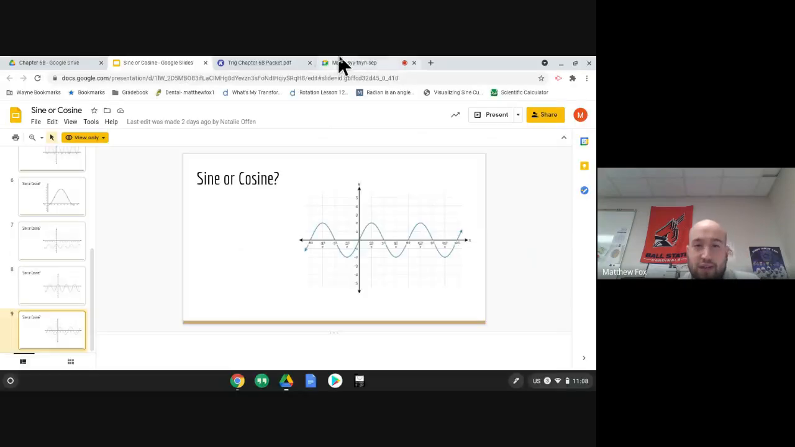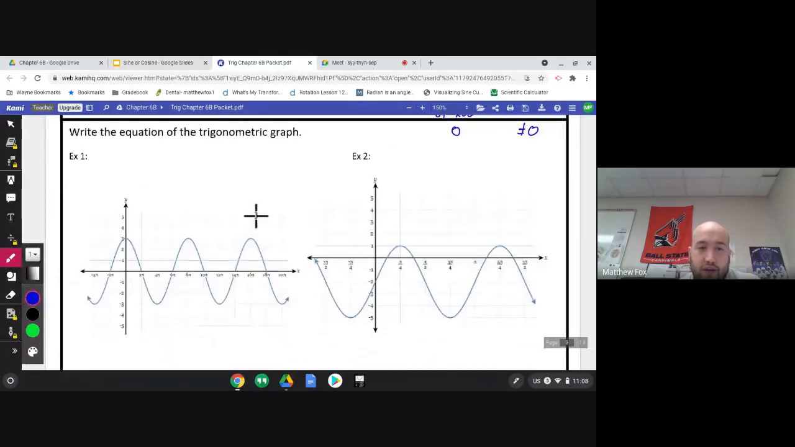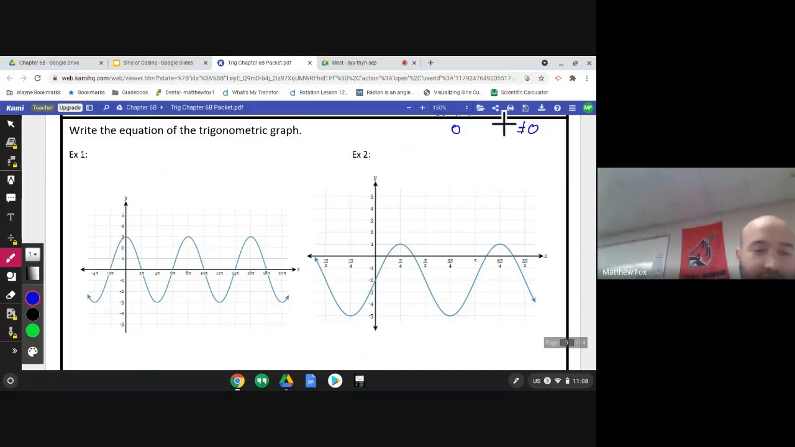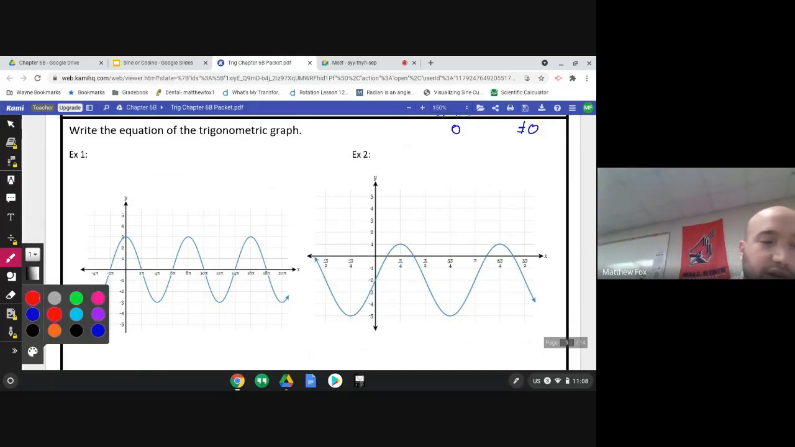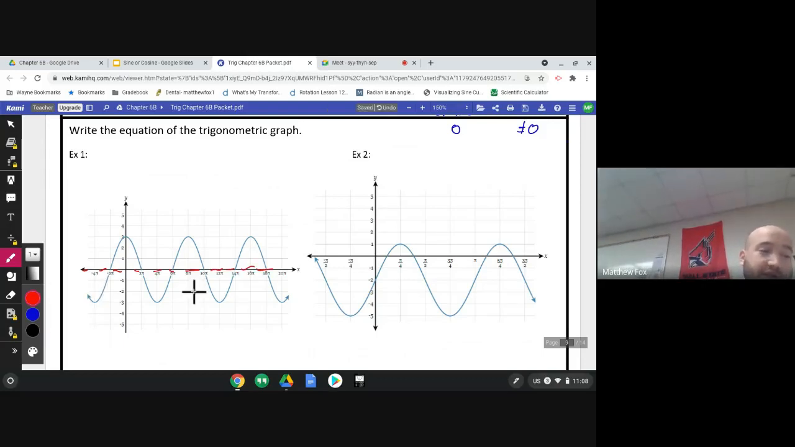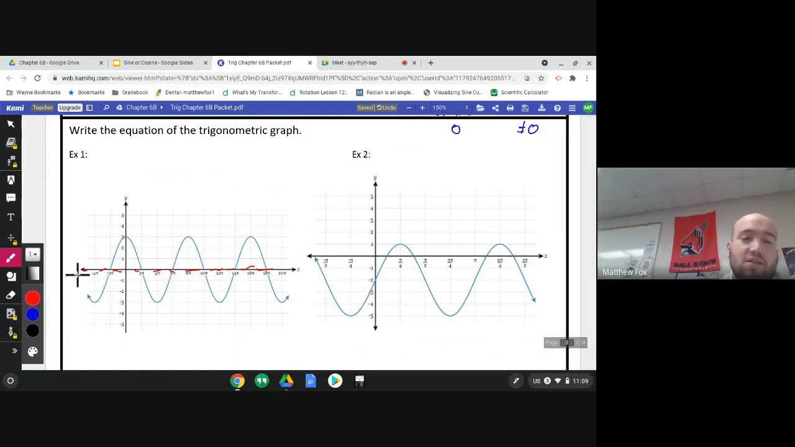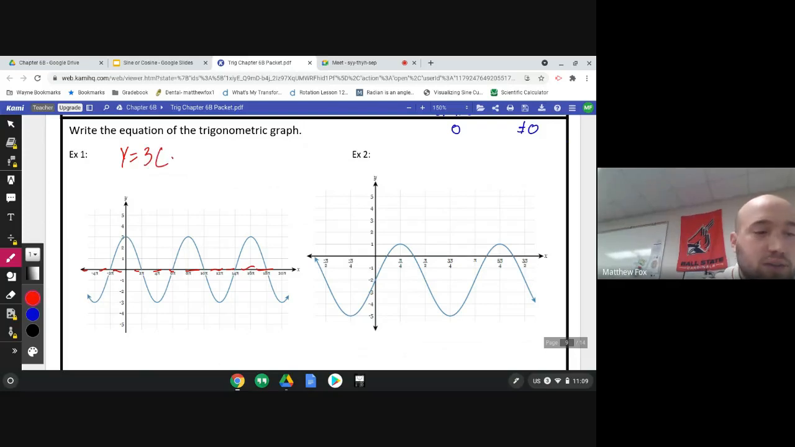Just to kind of practice that, as we look at the first one, before we even solve it, you can see your midline. I like to draw in the midline, so let me draw in my midline for that one. My midline is at 0, which means there is no vertical shift, so there will be no C term. At the midline, it is a peak, so this will be cosine. Now, what is my amplitude? Up 1, 2, 3, or down 1, 2, 3. So this will be cosine with an amplitude of 3. So y equals 3 cosine.